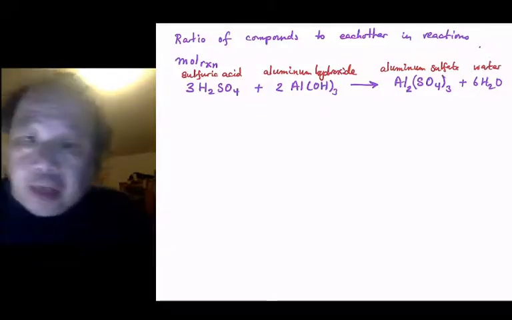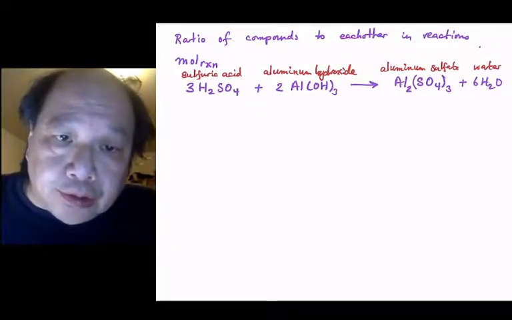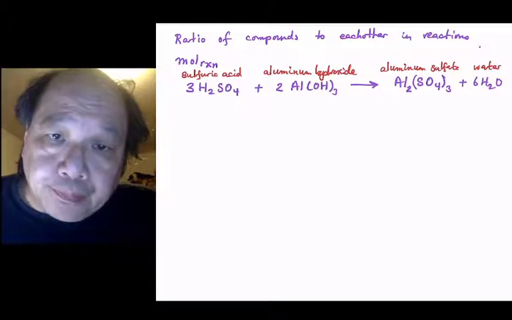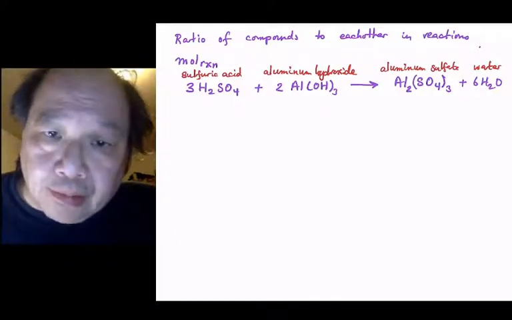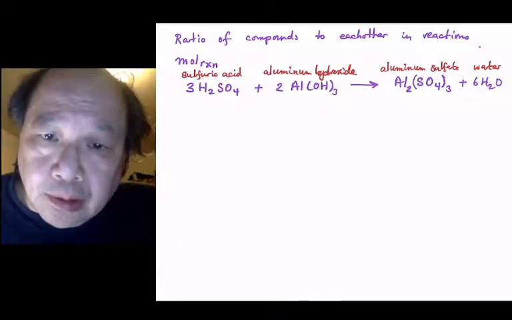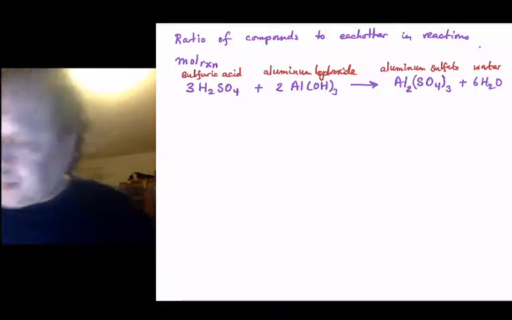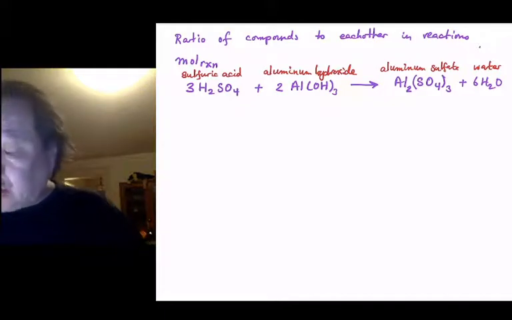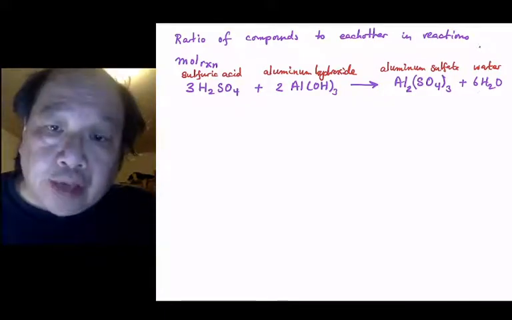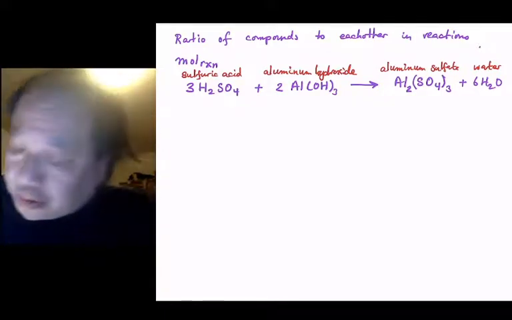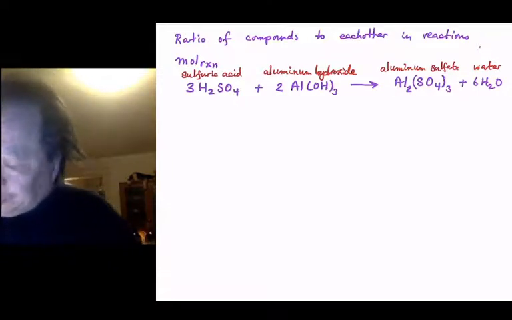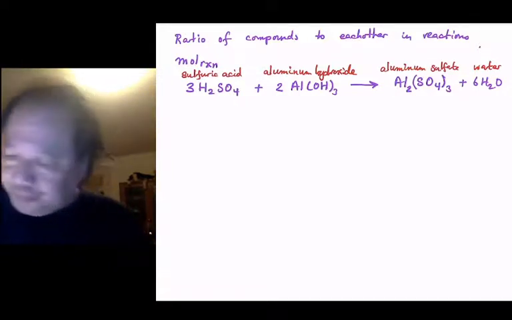And put into chat whether you think this reaction is balanced or unbalanced. Take your time, look at all the elements. Yeah, there are 12 H's on the left, 12 H's on the right. This is balanced. And since we're looking at the ratios of compounds to each other in reactions, we're going to want balanced reactions.